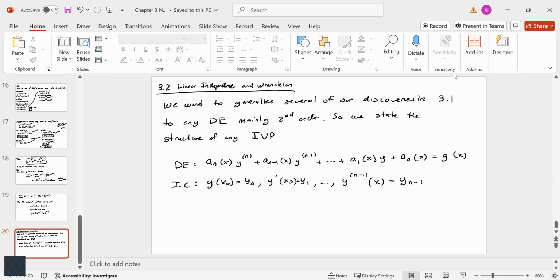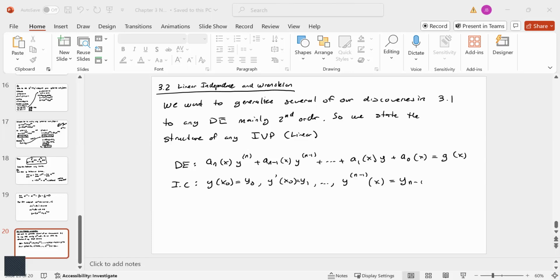So that is the structure of any initial value problem for a differential equation that we're working with. Now, the key thing is this is linear. It's still linear. We're not doing nonlinear here. With nonlinear, this goes out the window and we have other stuff.